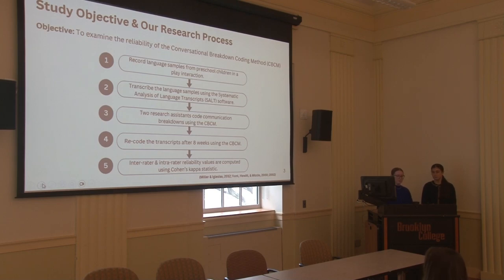And in the final stage of our research, we'll use the Cohen's kappa statistic to calculate the inter-rater and intra-rater reliability. The inter-rater reliability compares the agreement between my coding and Kelly's coding, while the intra-rater reliability measures the consistency between our individual and final codings.